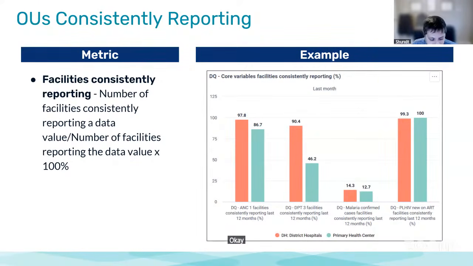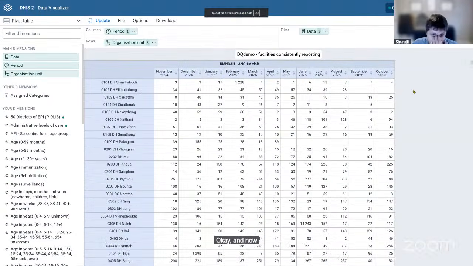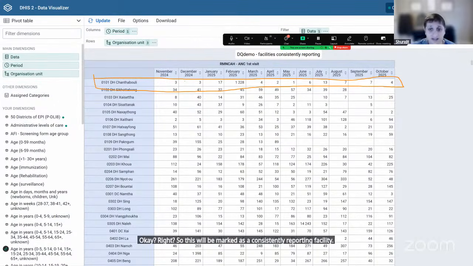Okay, so to further demonstrate this issue, we'll go back to DHIS2. Okay, and now we're looking at the trends over the last 12 months. Okay, and basically, if I just take this first facility here, we can see that it has submitted a value for every month over the last 12 months. Okay, right? So this will be marked as a consistently reporting facility because it has a value for every month for the period that I'm reviewing.